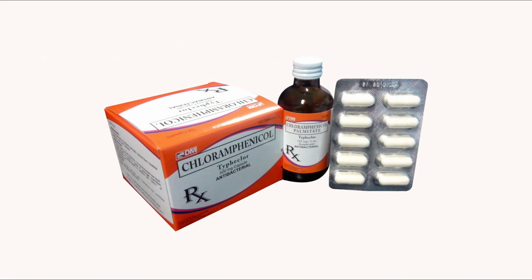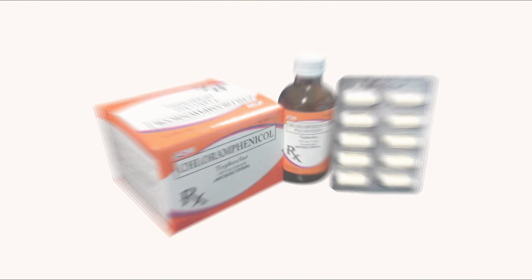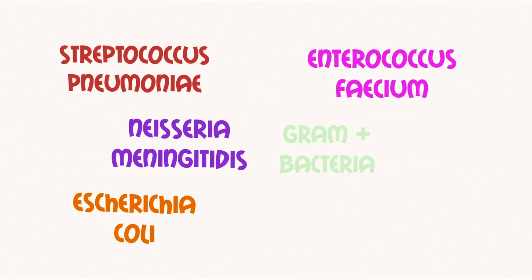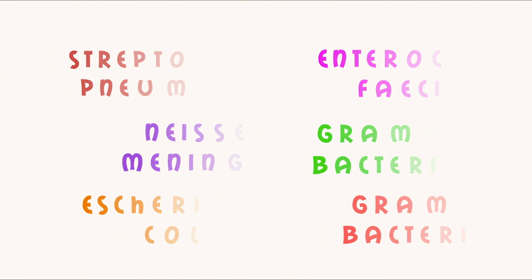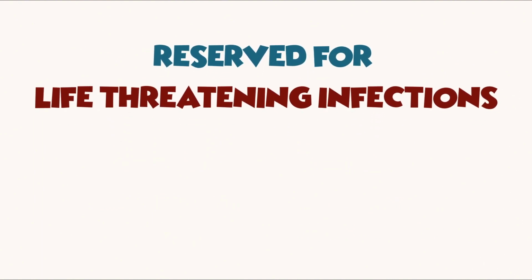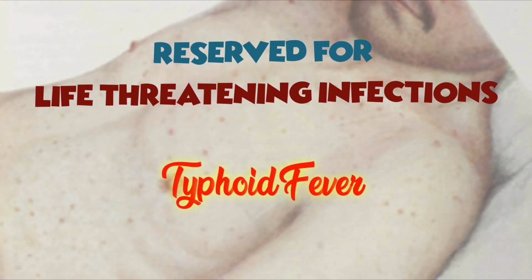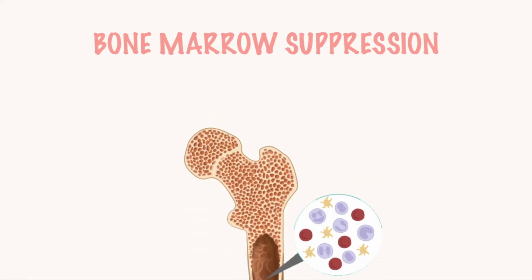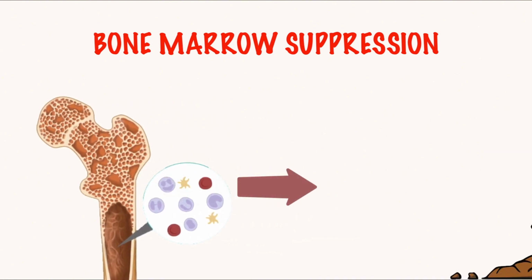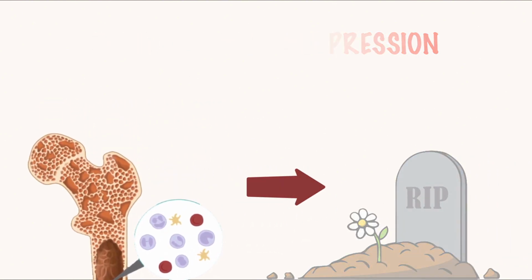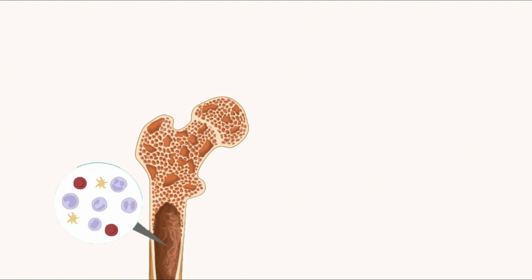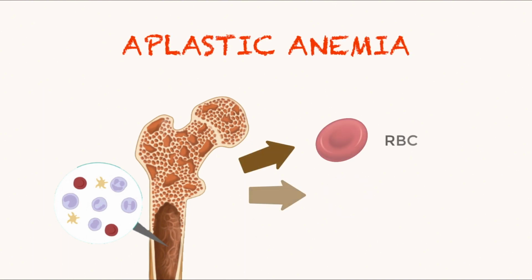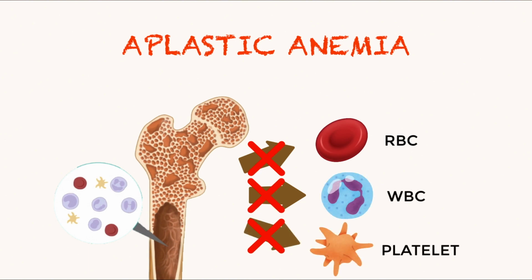Even though chloramphenicol is an effective antibiotic against many types of bacteria, it is reserved only for the treatment of life-threatening infections, such as typhoid fever. This is due to its serious side effects, especially bone marrow suppression that can result in death. The tendency for chloramphenicol to cause damage to the bone marrow often causes aplastic anemia, where the bone marrow fails to produce sufficient blood cells for the body to work normally.